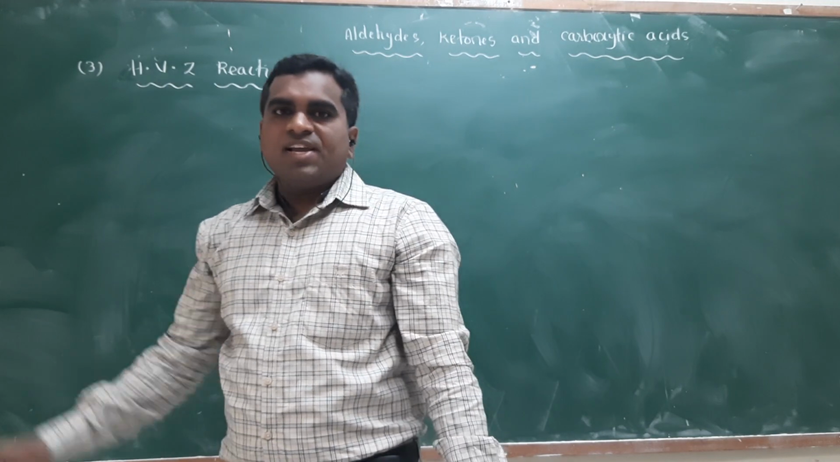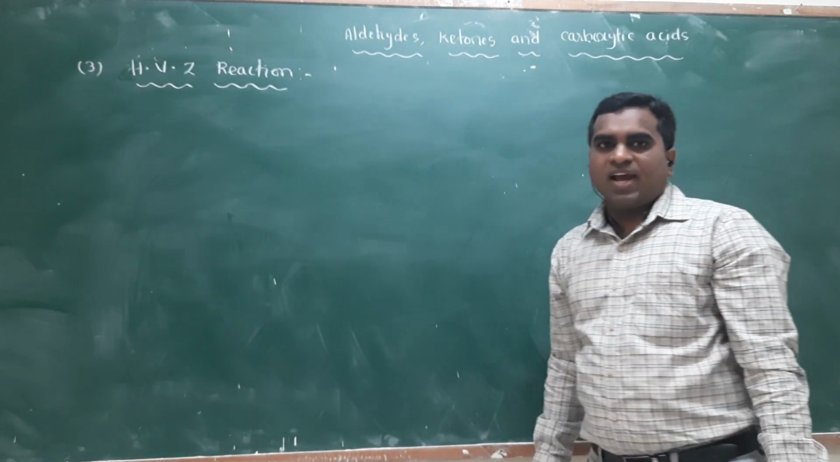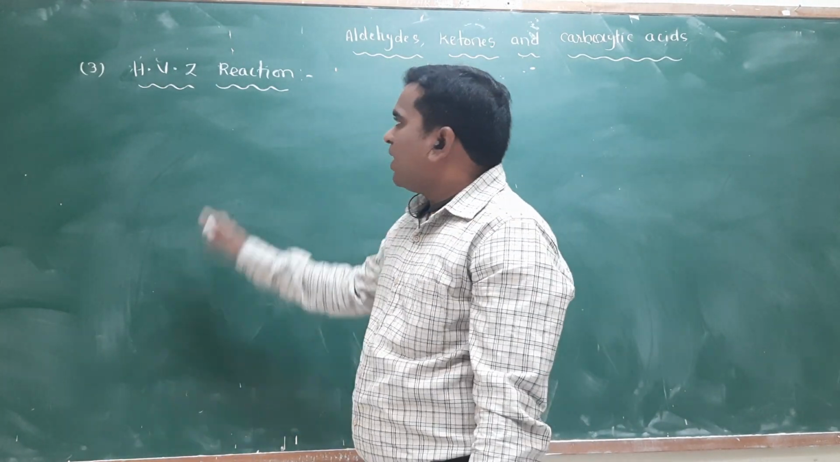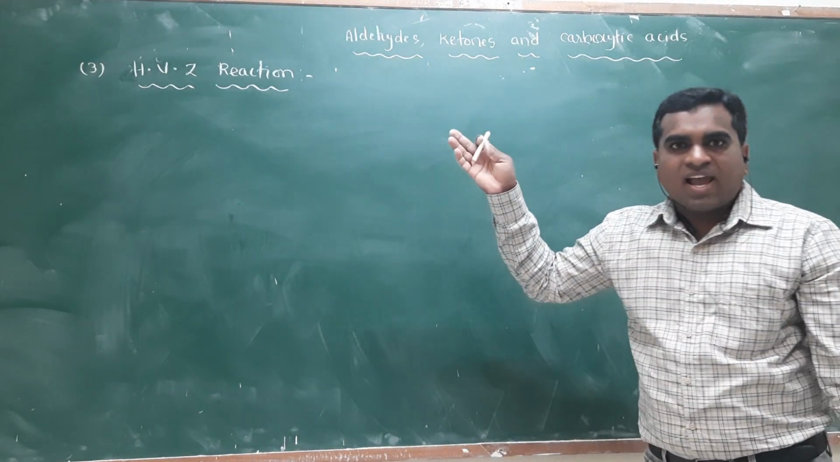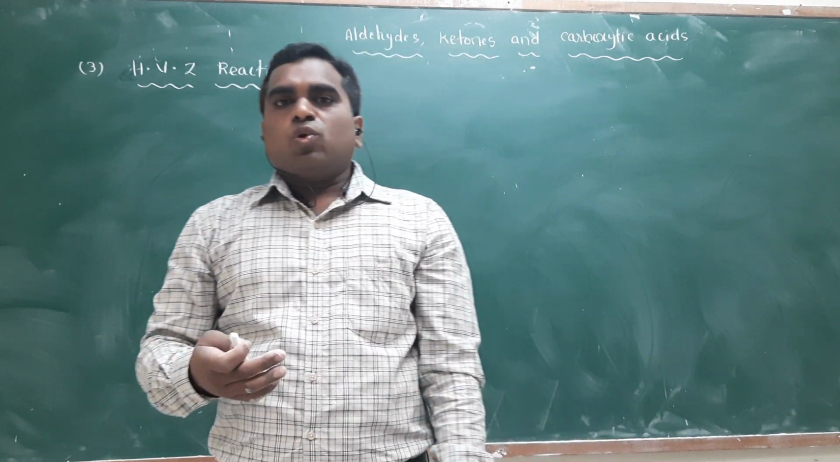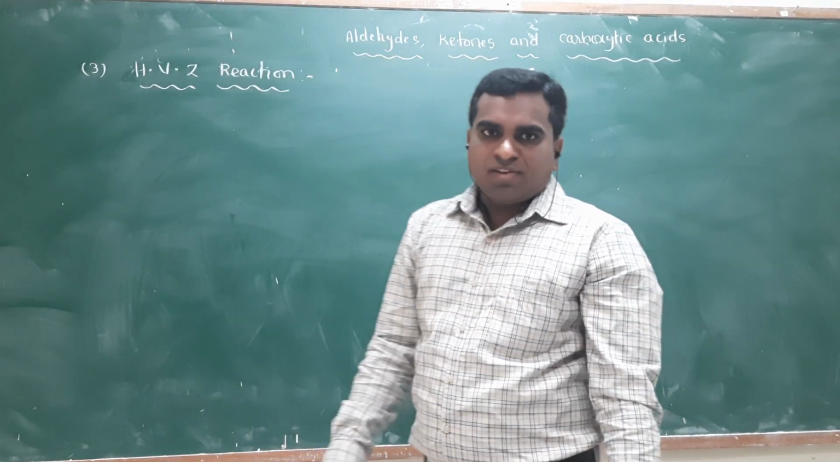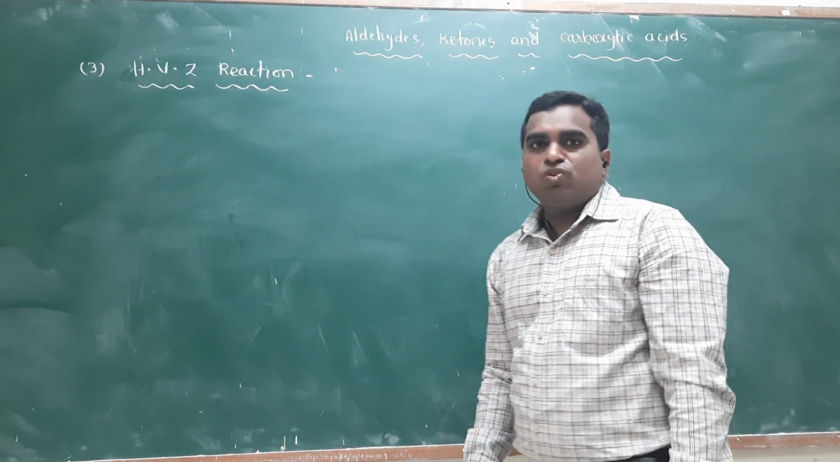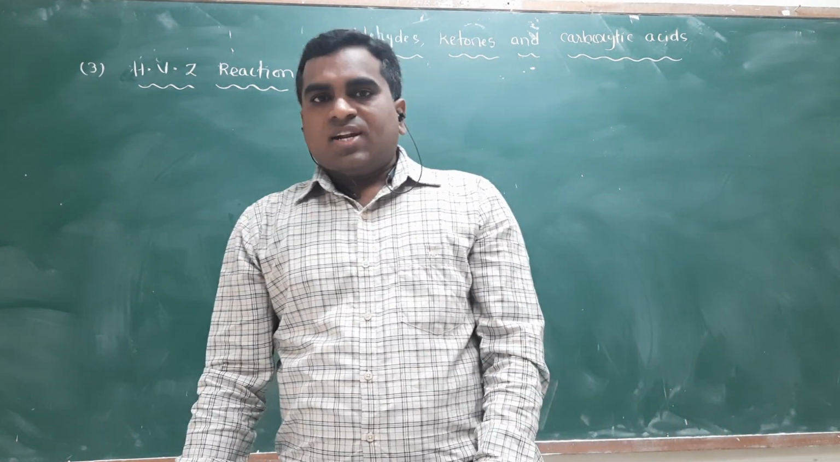Next one is HVZ reaction, another name reaction. What is the HVZ reaction? You know that acids having at least one alpha hydrogen, when reacted with chlorine and red phosphorus, give alpha chloro carboxylic acids, and that reaction will be called the HVZ reaction.